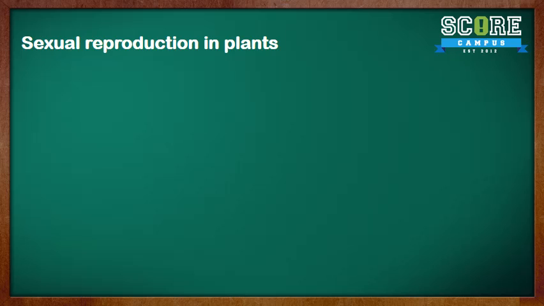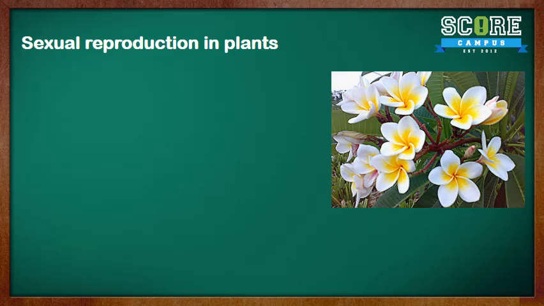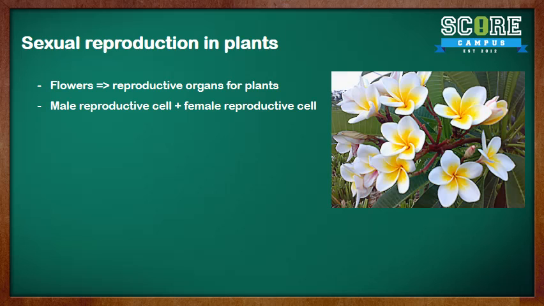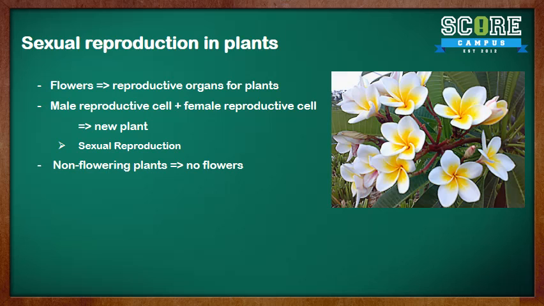Let's look at the sexual reproduction in plants. Flowers are the reproductive organs of flowering plants. A male reproductive cell fuses with a female reproductive cell to grow into a new plant. When the male and female reproductive cells meet, this is called sexual reproduction. Non-flowering plants do not have flowers, and so they reproduce by asexual reproduction.